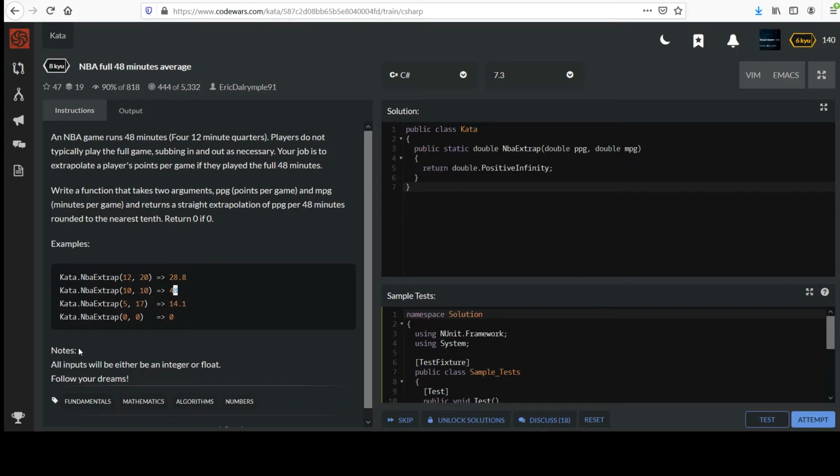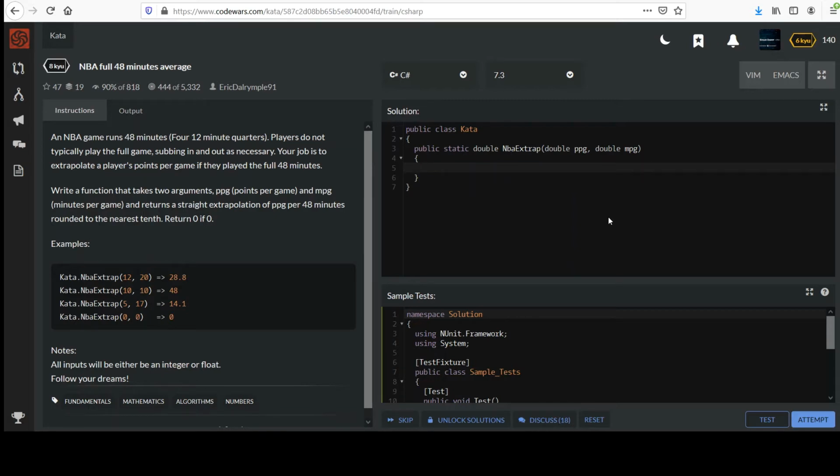And then the note's kind of weird. All inputs will either be an integer or a float, but we know they're double floating point. So not sure what they were doing there, but we're left with this very hearty motivational statement to follow your dreams. Definitely do that too. So they defaulted with this positive infinity value. Clearly that's not the answer. So let's get rid of that.